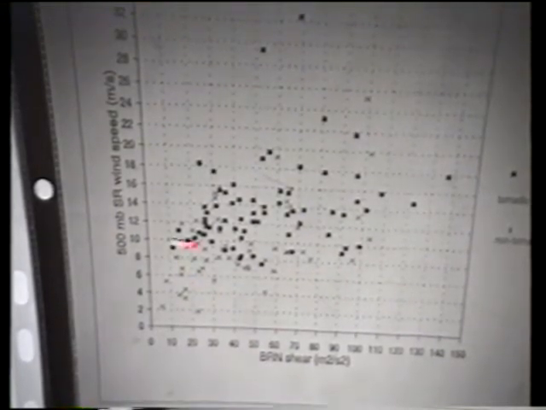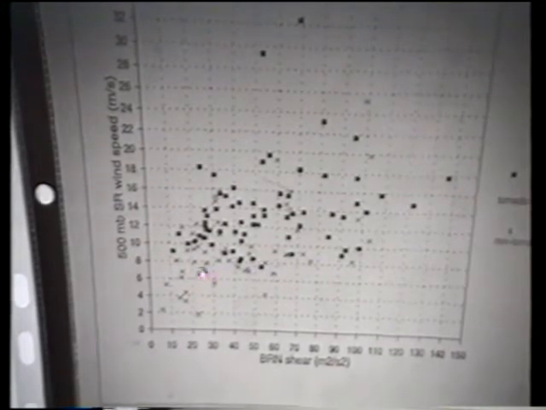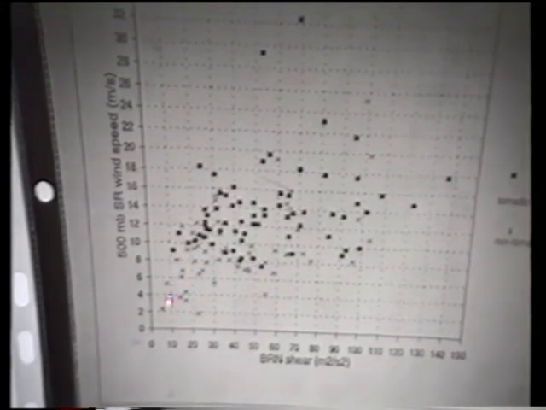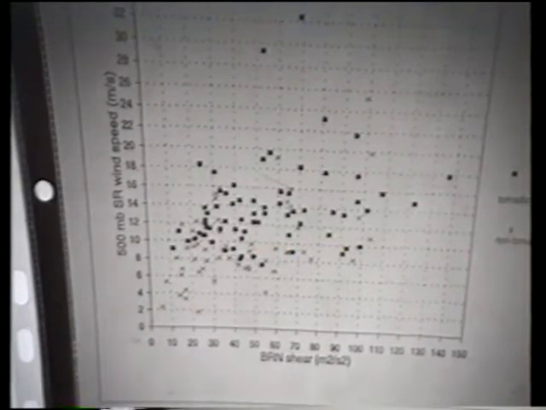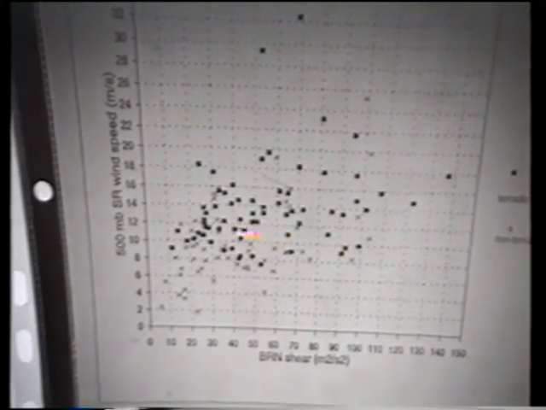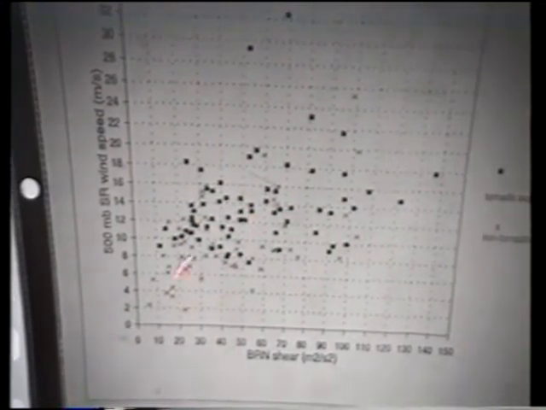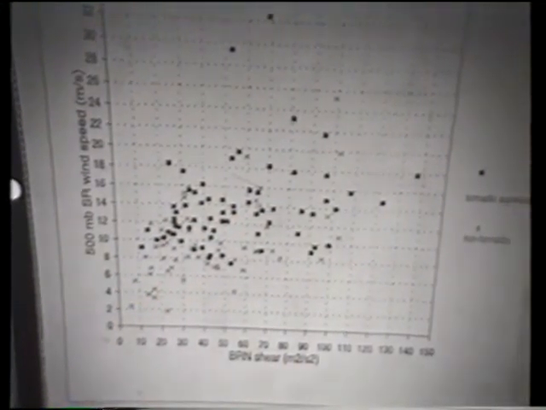And notice going across here, there's quite a bit of overlap, again, between these two. Almost to the lower bounds and upper bounds of both tornadic and non-tornadic cases, they're all intermingled. There's maybe a little tendency for more tornadic over here and more non-tornadic down here, but it's mainly on the low end of the shear.